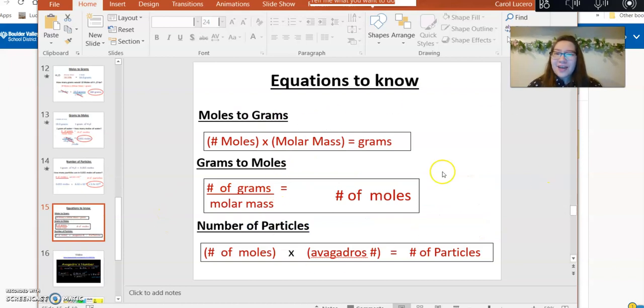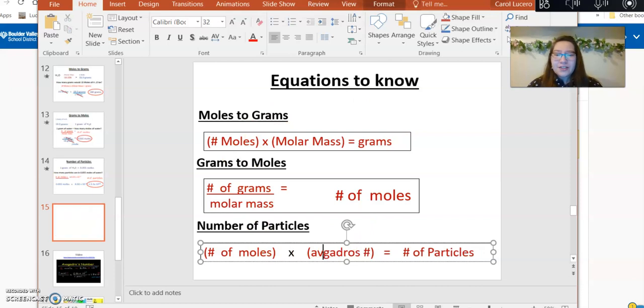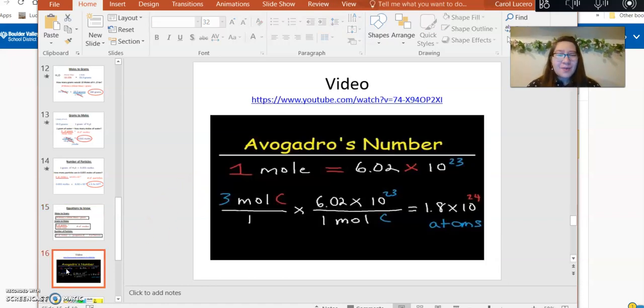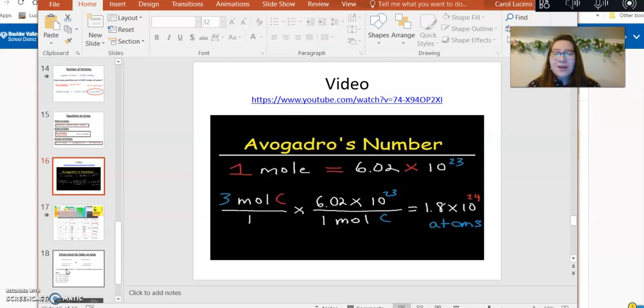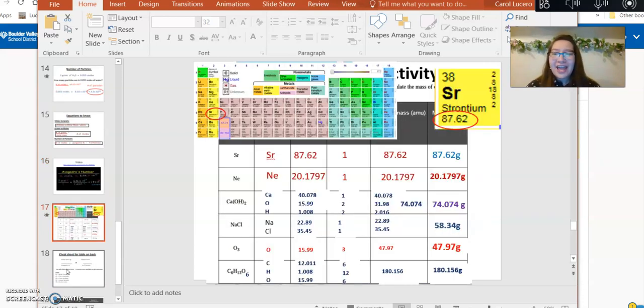So these are your big equations to know. These will help you sort of understand how to convert moles to grams, grams to moles, and number of particles. Just plug in what you're given, number of moles, molar mass, you'll have to figure out. But it's not too bad. This video here will explain it a little bit more slowly and kind of walk you through some practice problems. As well, I'm going to be kind of working through these during the class time Google Hangout.